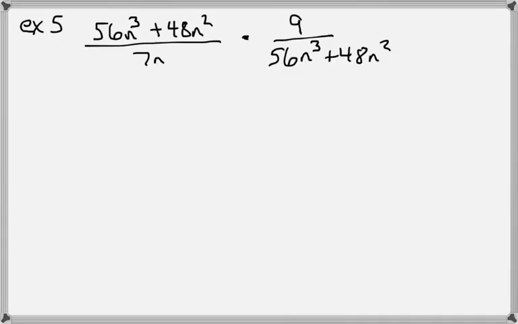Let's look at another example. So here we have 56n cubed plus 48n squared all over 7n being multiplied by 9 over 56n cubed plus 48n squared. Again, the process doesn't change. We're still multiplying fractions, so we're still going to take numerator times numerator. So I'm taking all of this, and I'm going to multiply it by this. The order in which we multiply doesn't matter, so I'm going to write the 9 first because we're used to looking at things that look like that more than the other way.